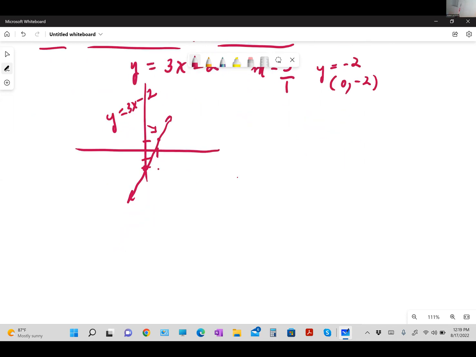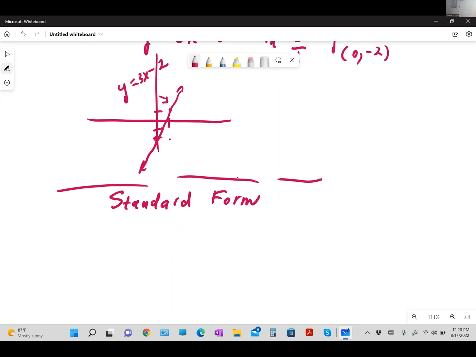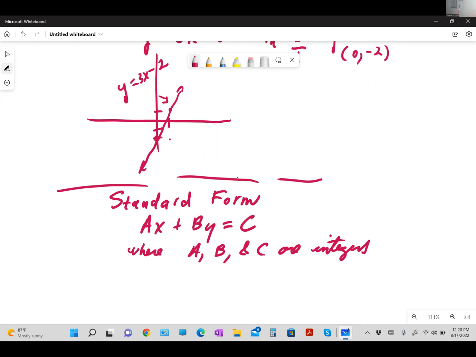Now there's one more form to go over, and it's called standard form. So this form looks like this, where A, B, and C are integers. And A is positive. Very important to remember. A is positive.